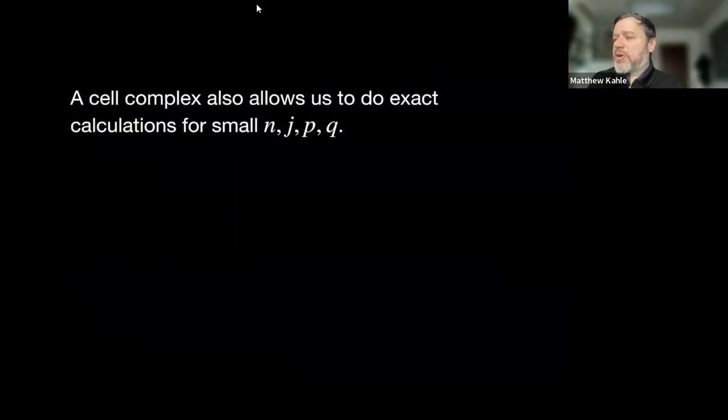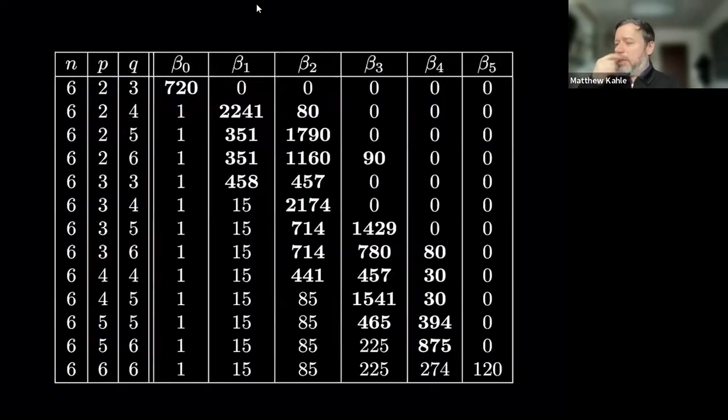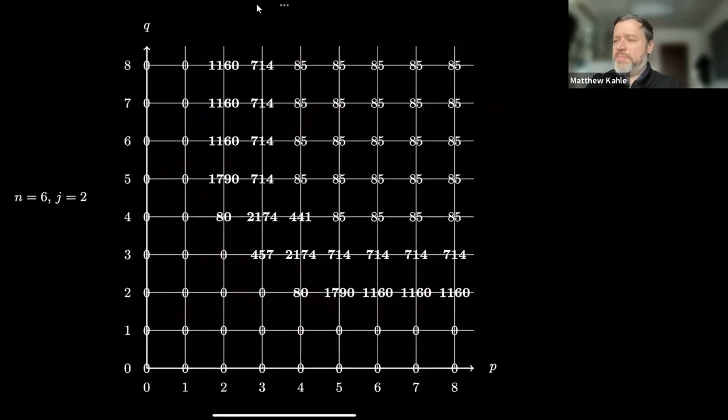A passing comment is that the cell complex also allows us to do exact calculations for small N, J, P, Q. I mentioned this before with the dots in the figure. There are some tables in our paper. This is what happened for n equals 6. For n equals 6, PQ equals 2, 3 is the smallest rectangle they fit in. But by the time P and Q are 6 and 6, you've got the configuration space of points. If you make P and Q bigger than that, it doesn't change the homotopy type anymore. So for n equals 6, this is the complete story.